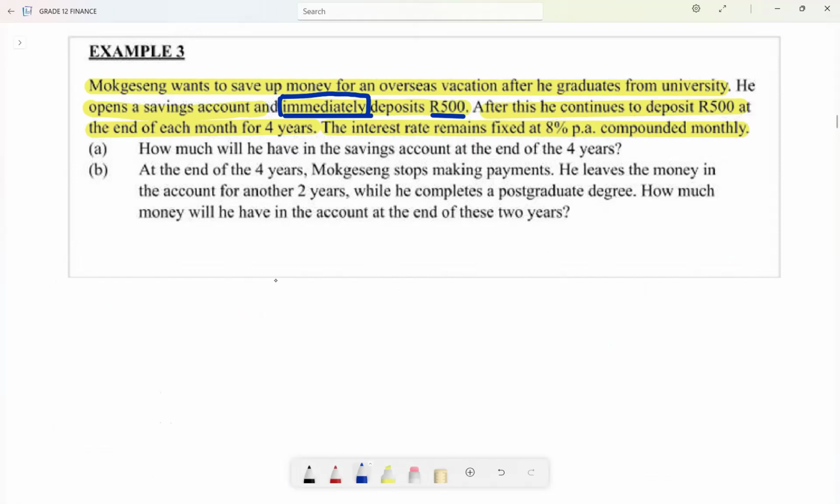So this tells us that future value is very correct to use on this one. The first thing that I take note of is that future value is applicable here. Why? Because this particular person is going to be doing what?